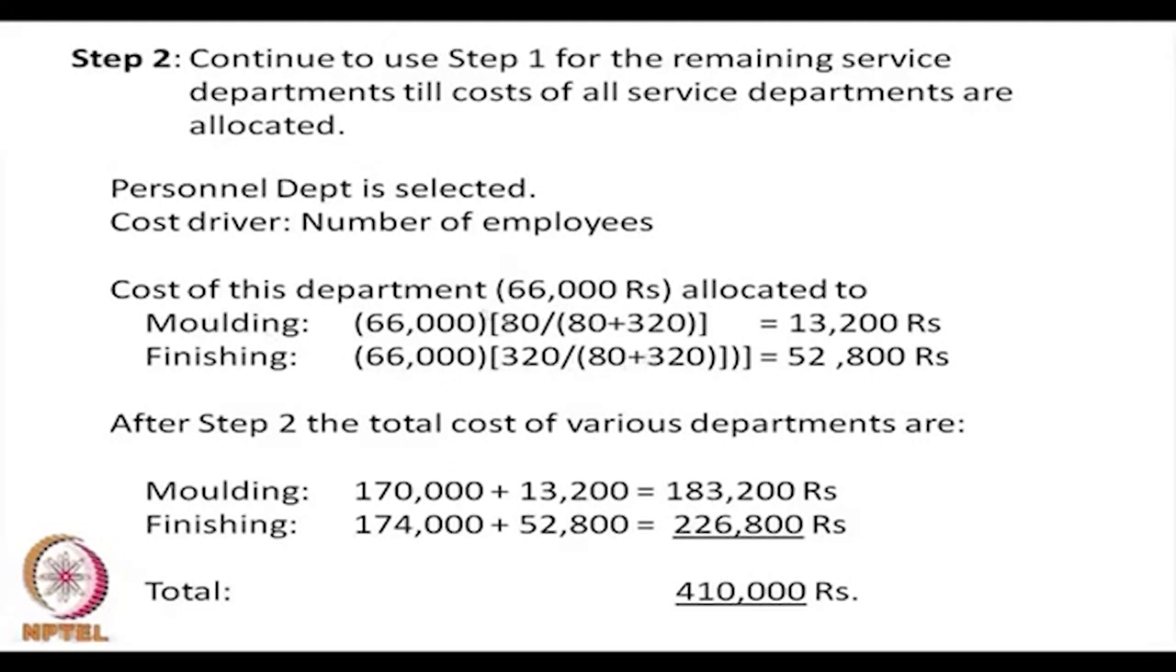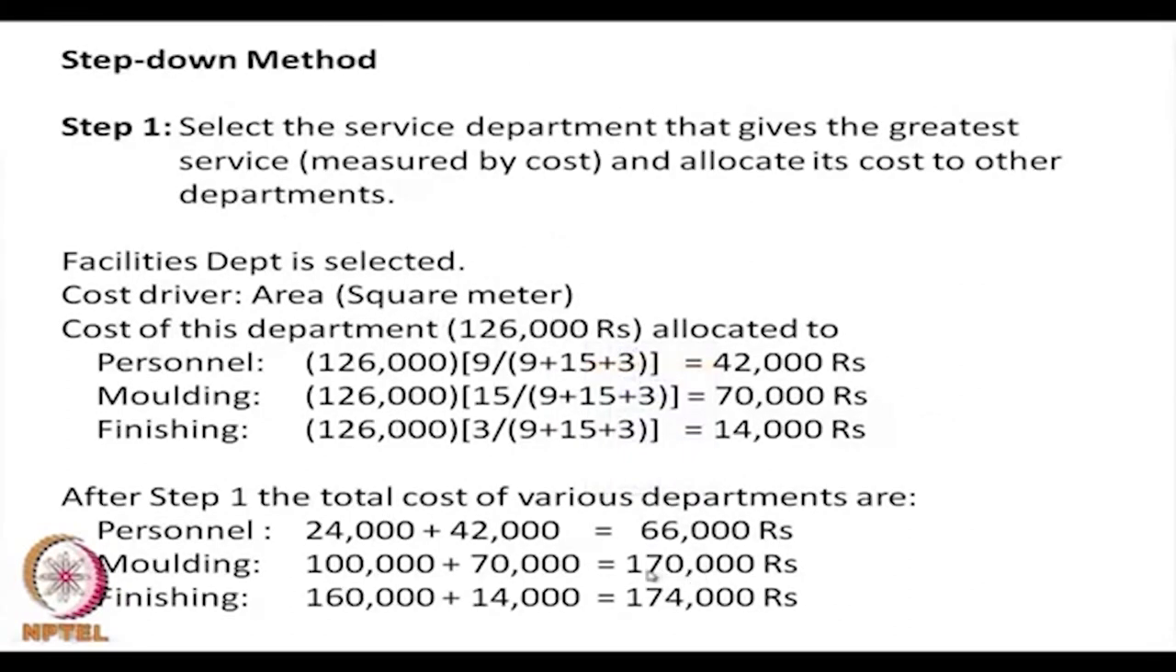Cost allocated from the personnel to finishing is 320 divided by this. This is the number of employees ratio, multiplication 66, that makes it 52,800. Therefore, after step 2, the total cost of various departments becomes this 13,200 plus the previous amount for molding.